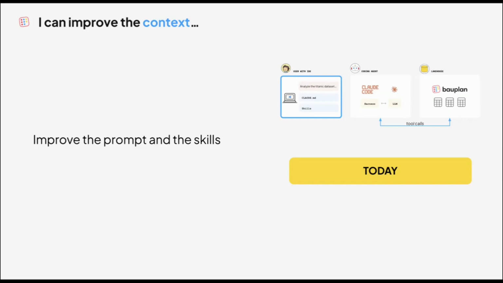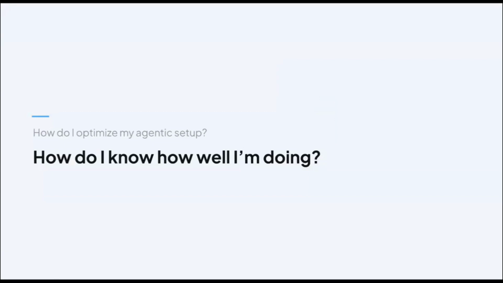It's not doing any fancy machine learning. It's not doing gigantic refactoring of the infrastructure. It's just being better at giving instructions to the models. And so the question of how to optimize my agentic setup immediately becomes, how do I know how well I'm doing? If I can't measure how well I'm doing, there's nothing I can optimize, right? If I cannot measure, I cannot improve it.